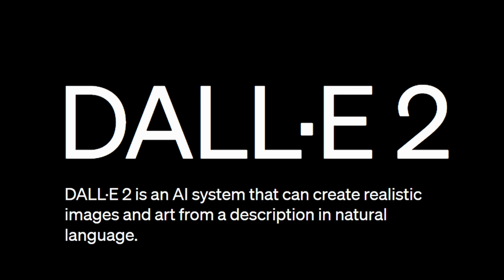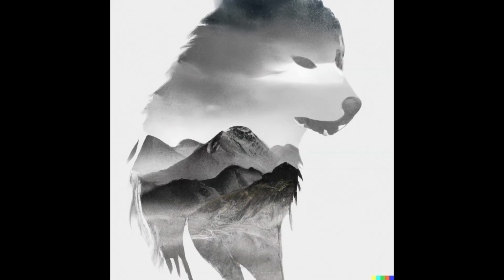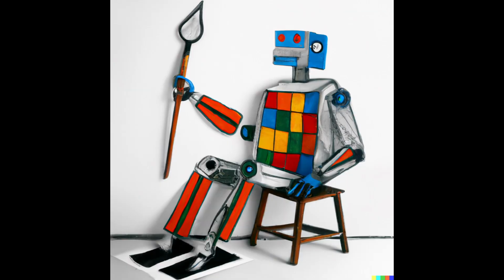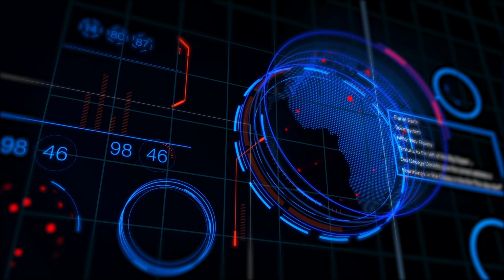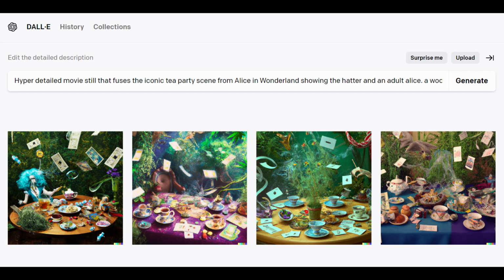Overall, Dall E 2 is an impressive image generation model that uses diffusion models and other techniques to generate highly realistic and semantically meaningful images. Who knows what the future of art could look like? So get ready to unleash your imagination and let Dall E 2 bring your wildest ideas to life.